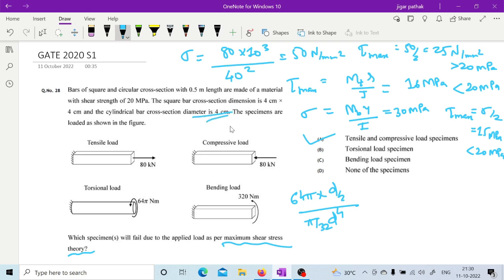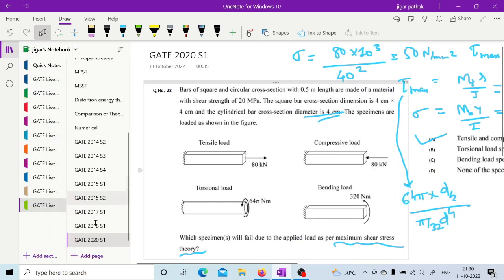Okay. Yes sir. Oh, this one is done, sir. Okay, okay. And similarly here, as this is square, your I will be b d cube by 12, right? Like that you will get. So in short, you are getting these answers, right? Yes sir. Okay. So this is how we are done with this design against static load, right?